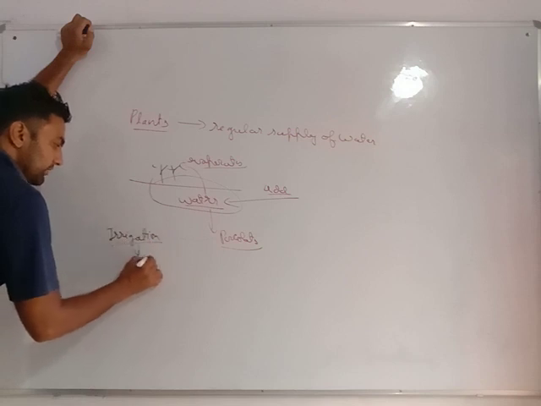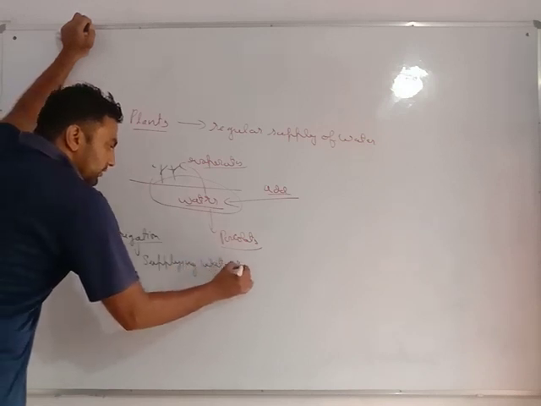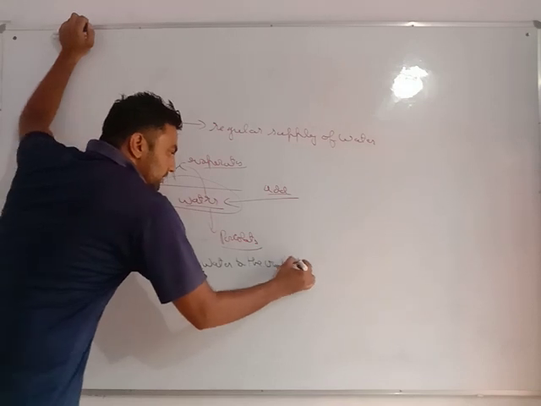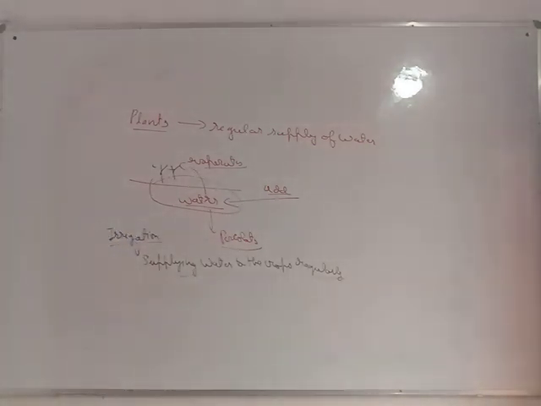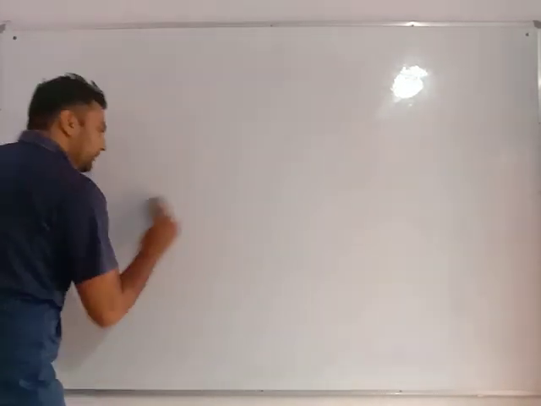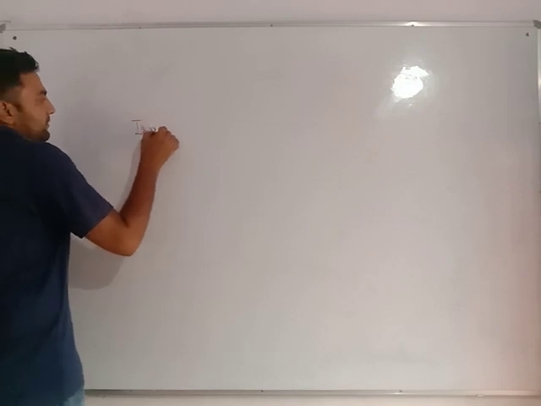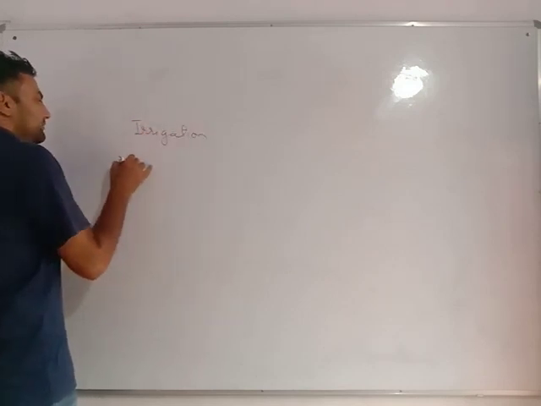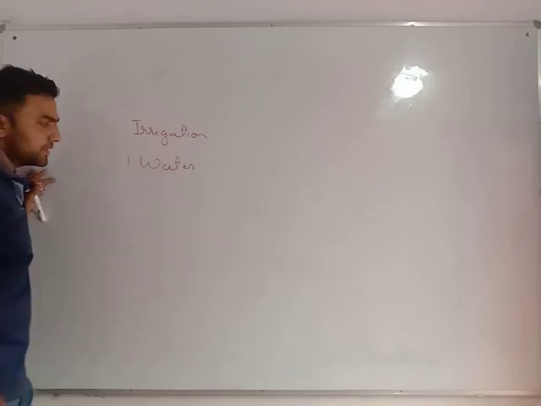What is irrigation? Very simple. Irrigation is supplying water to the crops regularly whenever required. Whenever my crops require water, and if I am giving them water, it means I am doing the process of irrigation. See, my dear friends, the most important question now arises is that why I need to irrigate my field? Okay, the reason is that, first of all, the living organisms require water to survive. This one is the first reason.